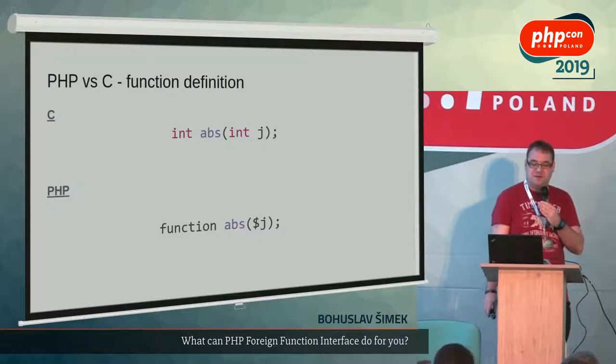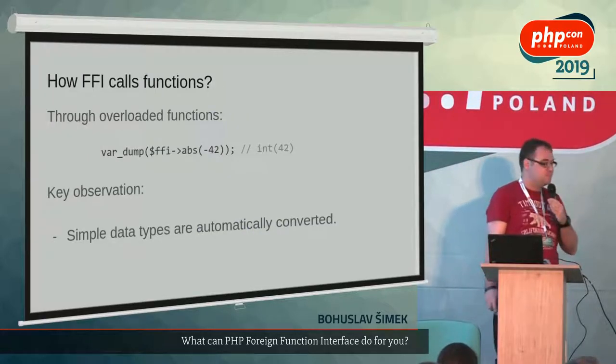About the function definition. As PHP is a C-like language, the function definitions are quite similar. There are a few differences, of course. For example, the return type in C is usually before the function name. And also you have to provide the data types for the arguments and for the return value. So here you have some comparison.